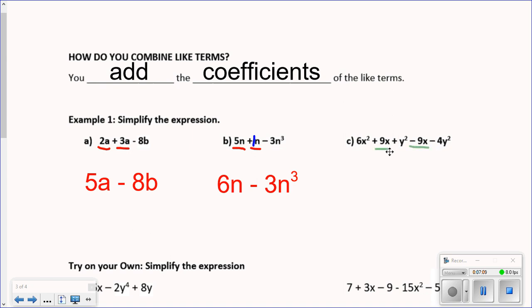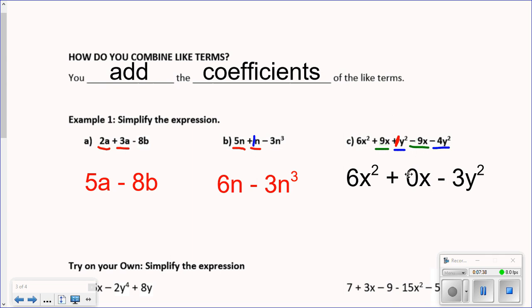So I'm going to go ahead and combine what I can. I've got these x's, and I've got these y squareds, and that one has a coefficient of 1. So, 6x squared, nothing with it, so I'm just going to bring it down. 9x minus 9x, so I'm going to do 9 minus 9, that gives me 0. So I just put that as my new coefficient. 1 minus 4 gives me negative 3 for the y squared. So this is what I get.